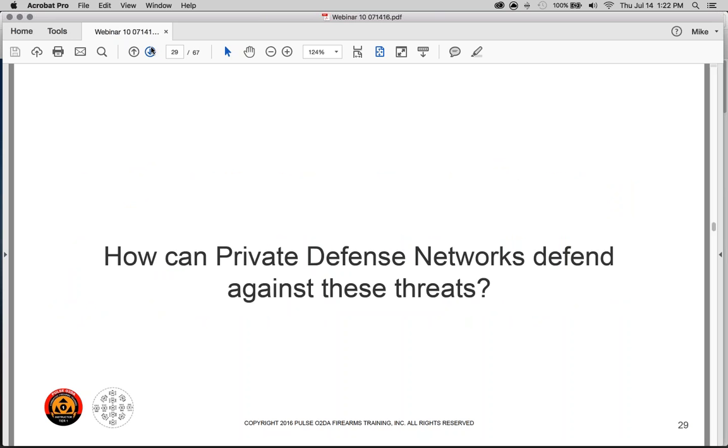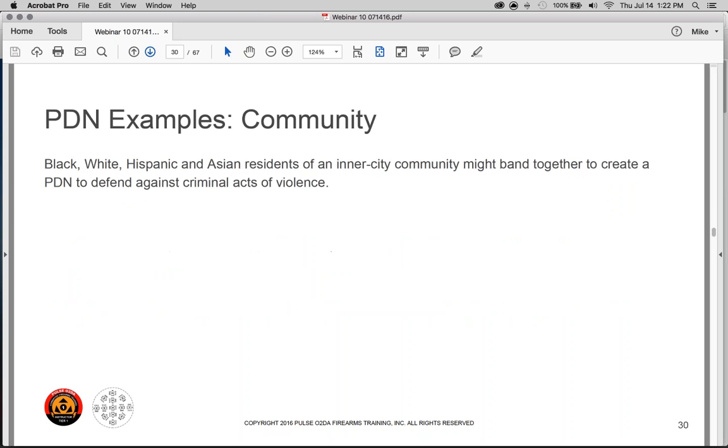So how can private defense networks defend against these threats? Here are several short examples to start to flesh this out. From the standpoint of a community, here we're talking about identities to start off with: Black, white, Hispanic, and Asian residents of an inner city community might band together to create a private defense network to defend against criminal acts of violence. In other words, they band together in order to step into a void created by the lack of law enforcement, for whatever reason, in order to defend their life and property.